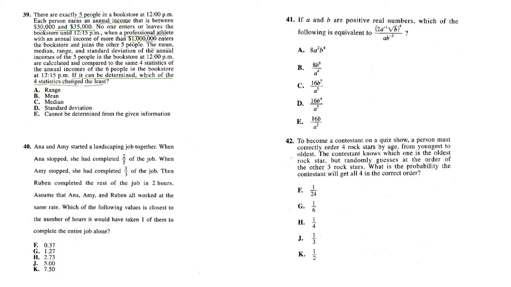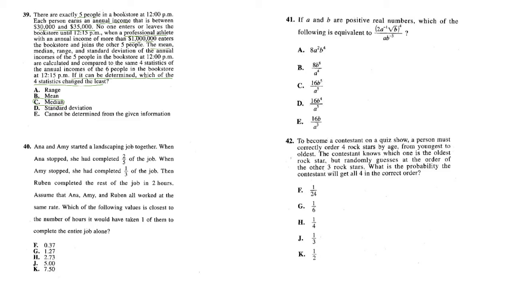Notice it's talking about the mean, median, range, and standard deviation of the annual incomes. So what changed the least? I would imagine the median would have changed the least, the stuff in the middle. All right, let's keep it going.